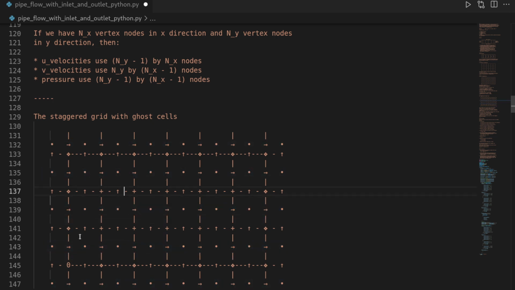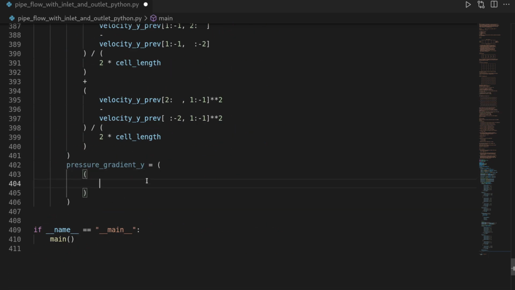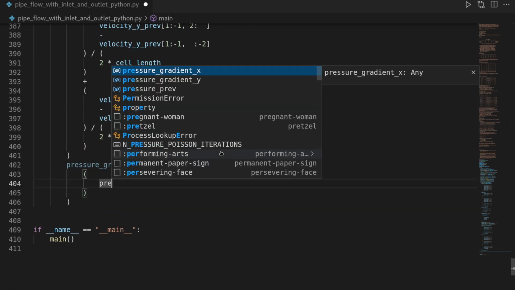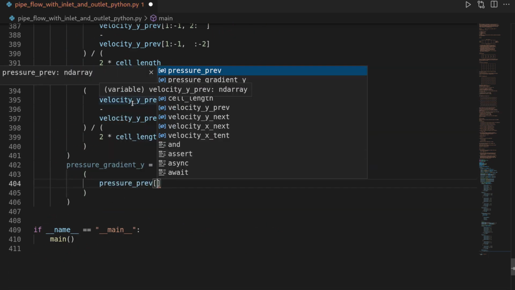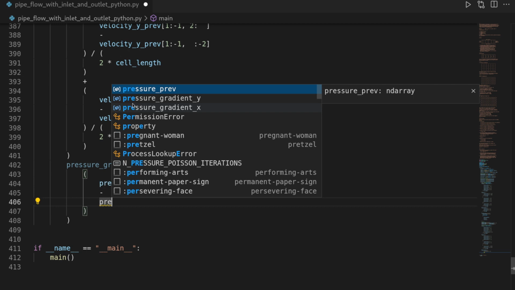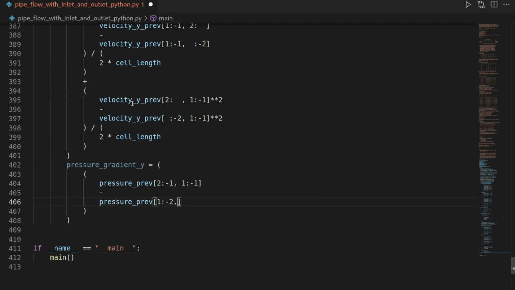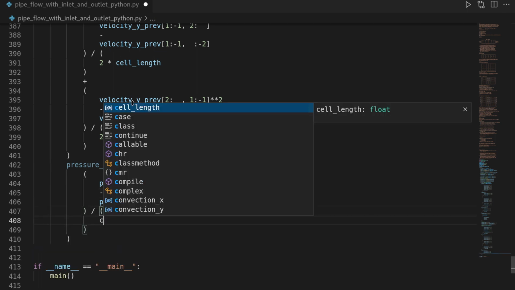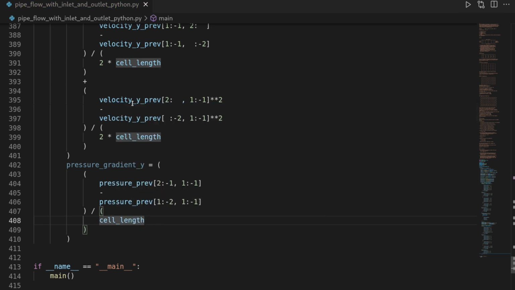And then we have the interior in x direction. So let's take a look here. We have the pressure previous and set 2 to minus 1 in y direction and interior in x, minus pressure previous and then 1 to minus 2 in y direction and 1 to minus 1 for the interior in x direction. And then we divide that just by the cell length, of course, because we have that staggered grid.